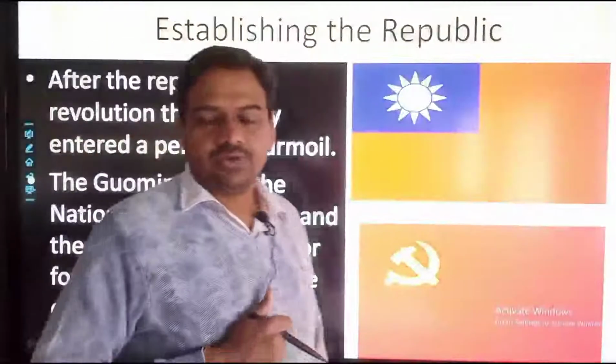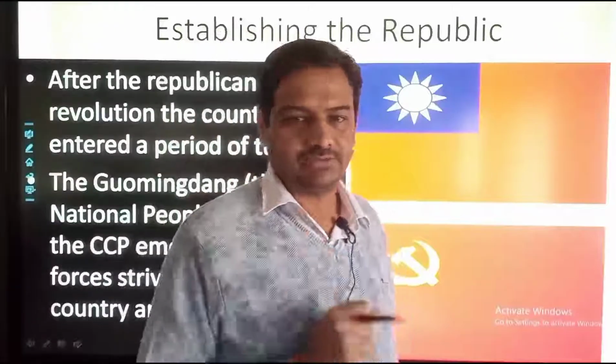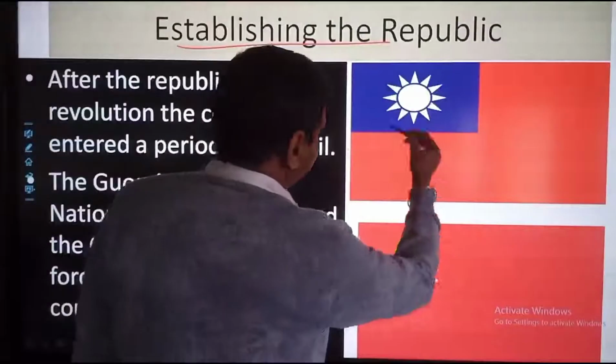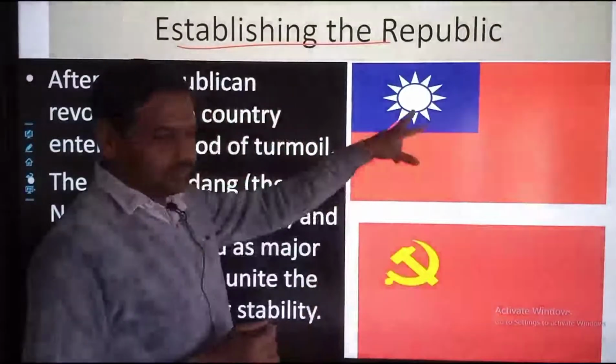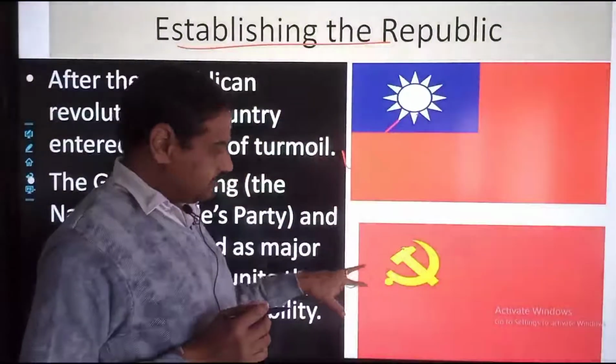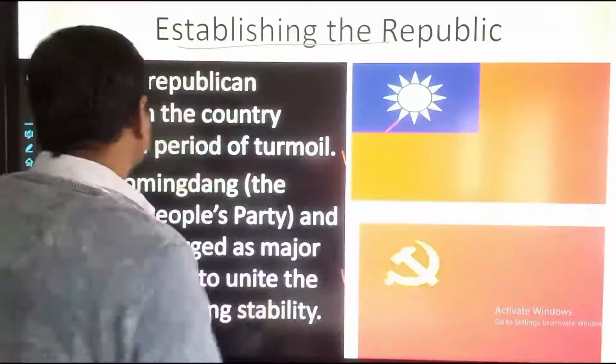Dr. Sun Yat-sen also founded a party, and that party is called the Guomindang Party. So establishing the republic, and this is the symbol of that party, the Guomindang Party, and this is the flag of the CCP, the Communist Party of China, which is still the ruling party in China.